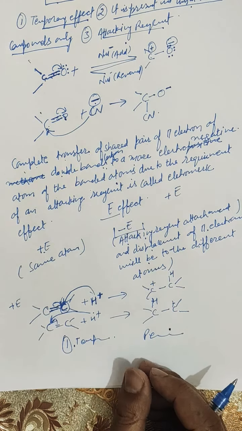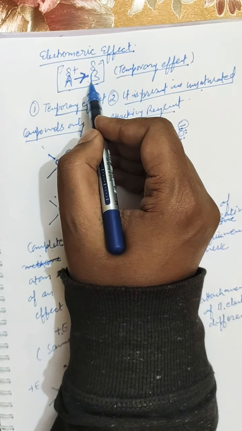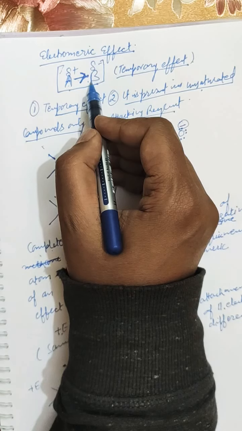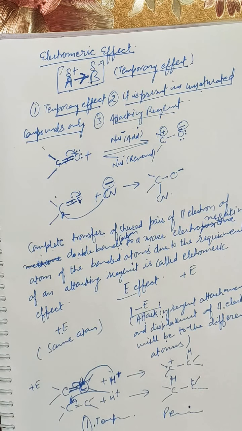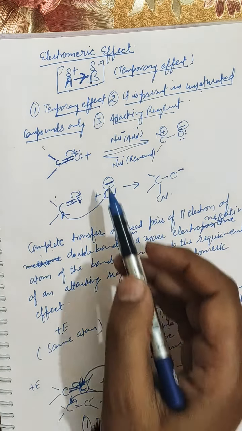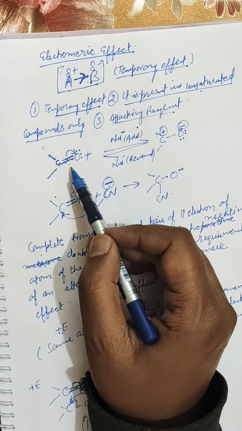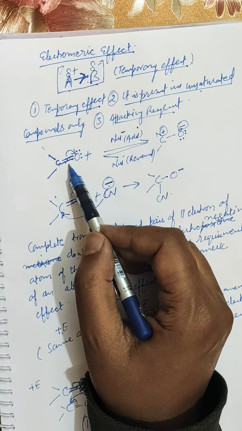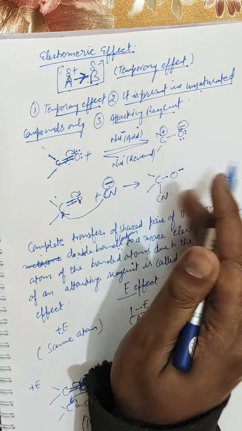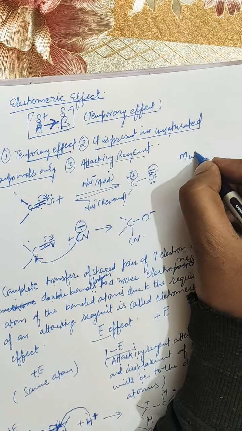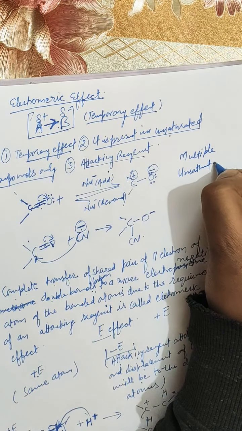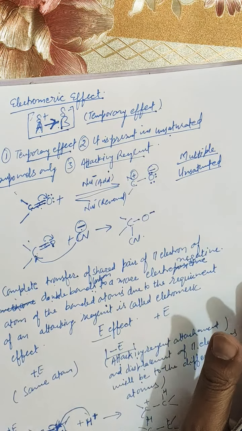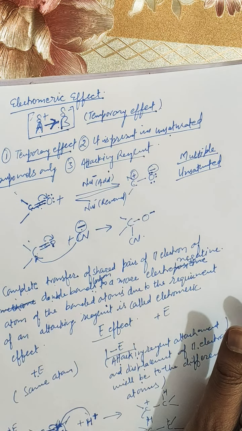Second, the inductive effect operates only in the presence of some polar bond in the molecule, like this polarizing bond. The presence of a multiple bond in the molecule is not essential. The electromeric effect operates in a molecule containing at least one multiple bond, so any compound which contains at least one multiple bond, or is unsaturated. You may write multiple or unsaturated, both are almost the same term. The presence of a polar bond in the molecule is not essential.